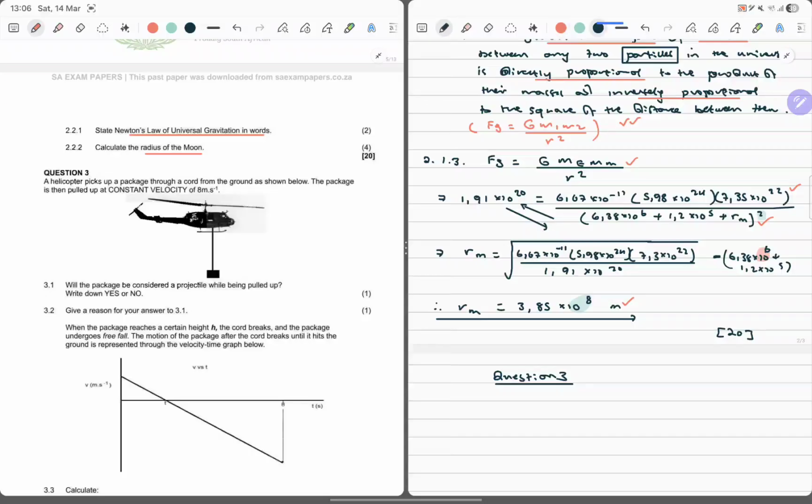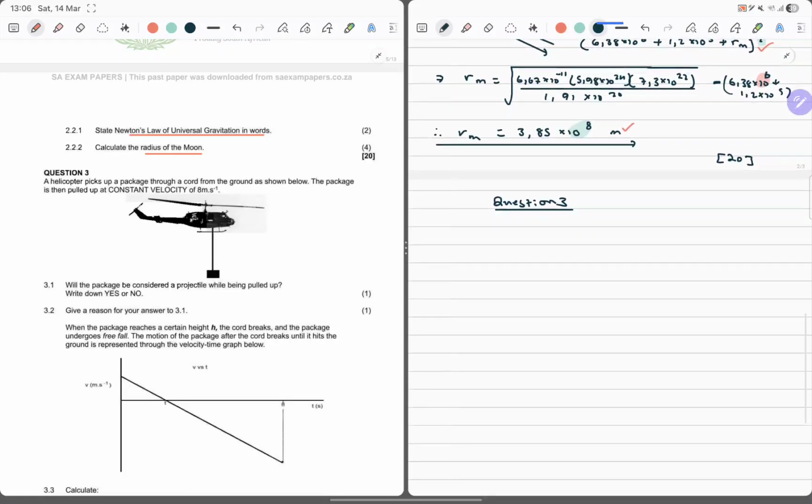Okay, nice and easy. Now, question 3 reads: a helicopter picks up a package through a cord from the ground as shown below. The package is then pulled at a constant velocity of 8 meters per second. So this is already saying that this package is not a projectile because the forces are in equilibrium. Now it says, will the package be considered a projectile while being pulled up, yes or no? Hell no, with a big N and O. The answer is a definite no.